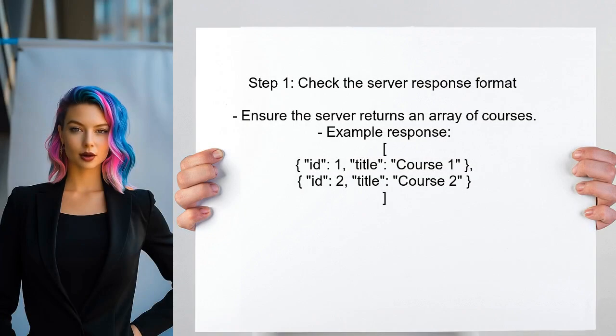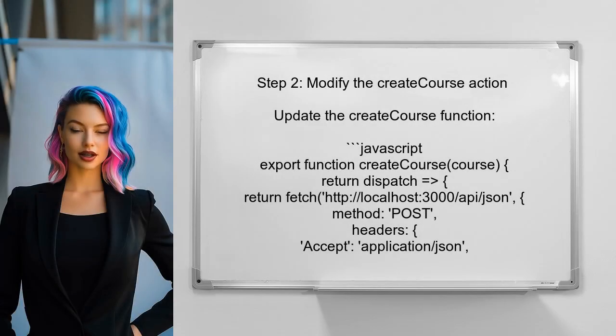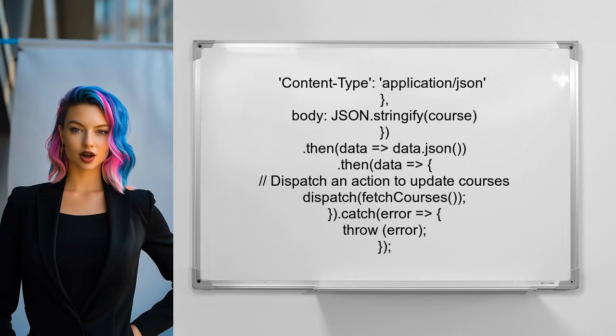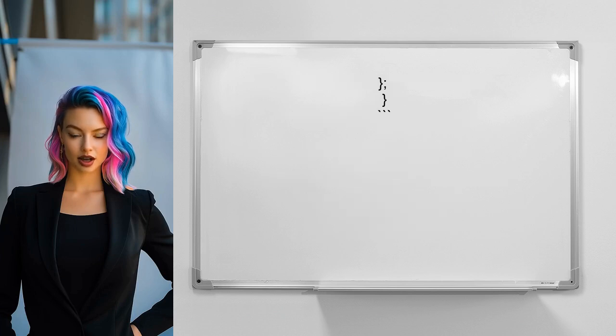To resolve the type error, the user should first check the structure of the data being returned from the server after creating a course. The user needs to ensure that the response is in the expected format. Next, the user should modify the action creator for creating a course.